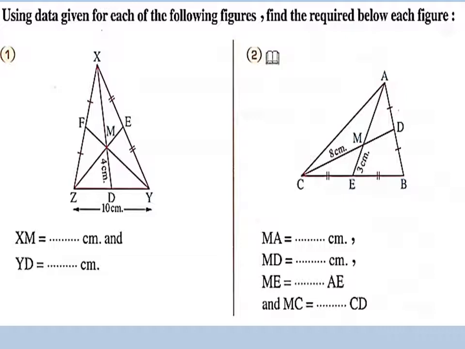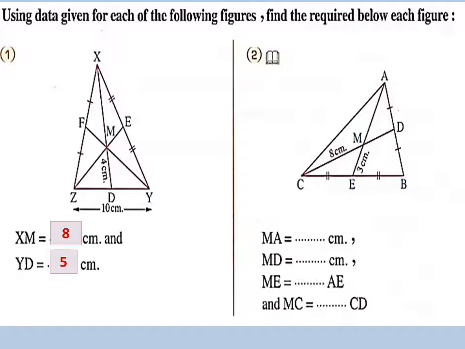What about XM? Is it a part from the vertex or the base? Of course, it is from the vertex, so it is double the part from the base. The part from the base equals 4. So XM will equal, excellent, 8. YD: D is a midpoint of YZ. So YD equals 10 divided by 2, which equals 5.